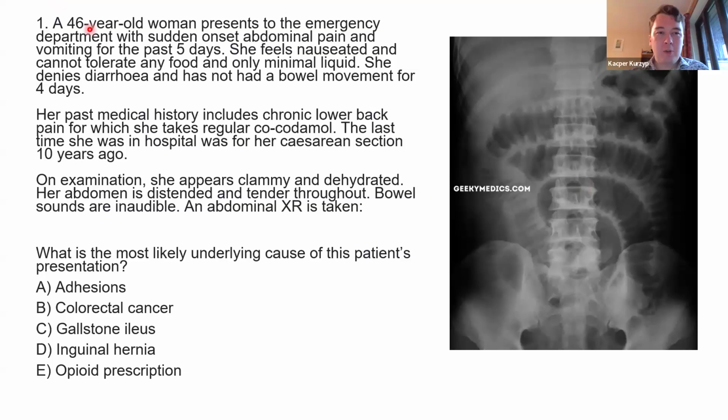So, a 46-year-old woman, abdominal pain for the past 5 days, cannot tolerate any food, only minimal liquid, no bowel movement for 4 days. She had a C-section 10 years ago, appears dehydrated, distended abdomen. That's your abdo X-ray. Now, what is the most likely underlying cause of this patient's presentation?